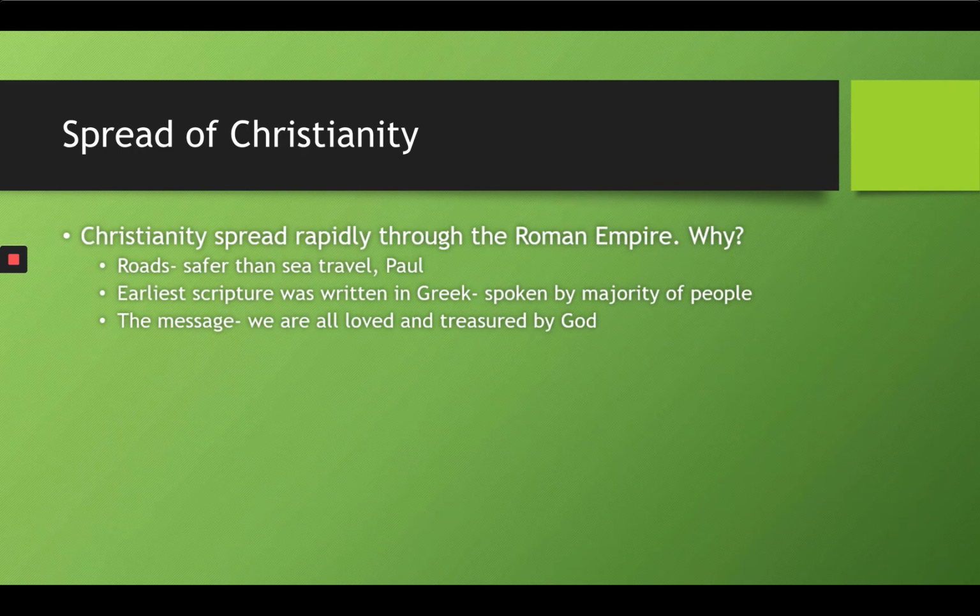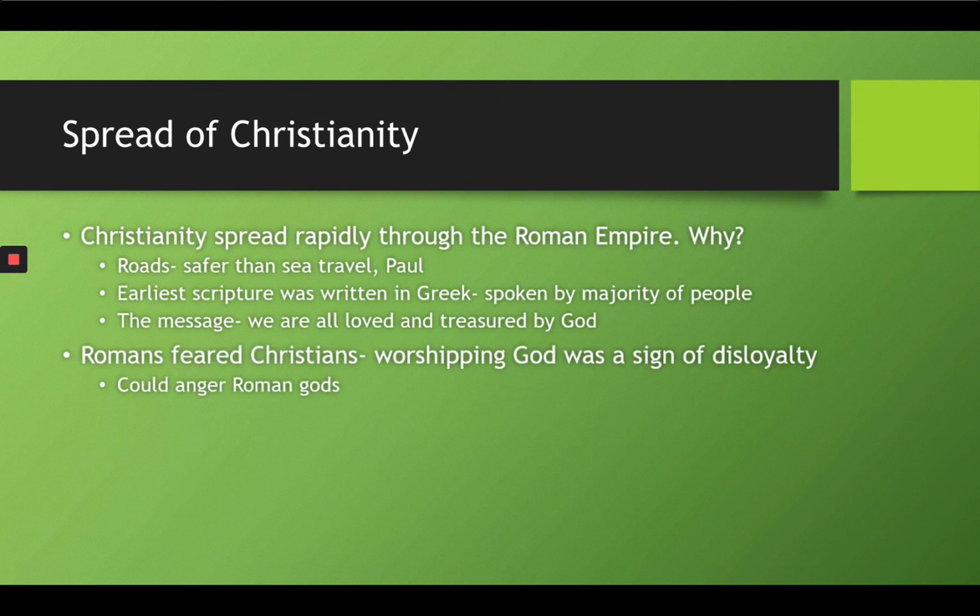The other thing was the message that was being sent out. Now, the Roman Empire, despite being a pretty wealthy empire, had a pretty big gap in wealth, right? So there are a lot of people who aren't very wealthy and don't have a lot of power, and God's message really spoke to them because it spoke to this message of truth that we are all loved and we are all treasured by God. They really liked that, and people took to it.